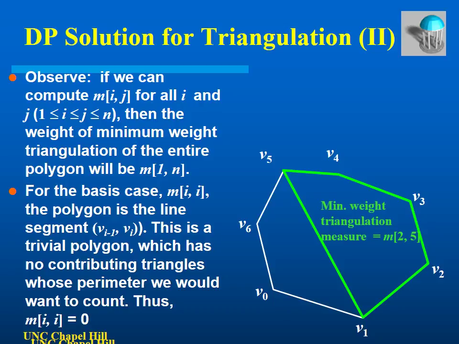Moreover, it has no contributing triangles whose perimeter we want to count. Thus, we can say m sub i,i is equal to 0.